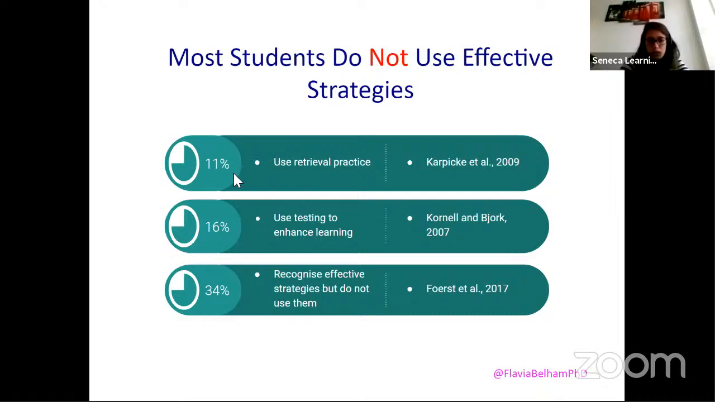So this one shows that only 11% of students use retrieval practice. This one showed that only 16% use them. Testing to enhance learning, which is retrieval practice. And this one, out of the students who knew what to do, so the ones that already knew about the effective learning strategies, 34%, so a third of them, were not using them. So even though they knew what they had to do, they were still going for highlighting and writing summaries.